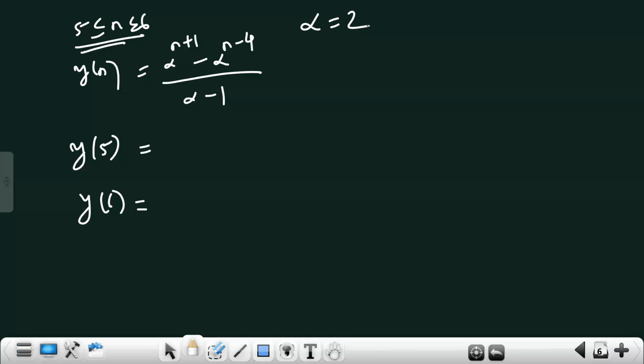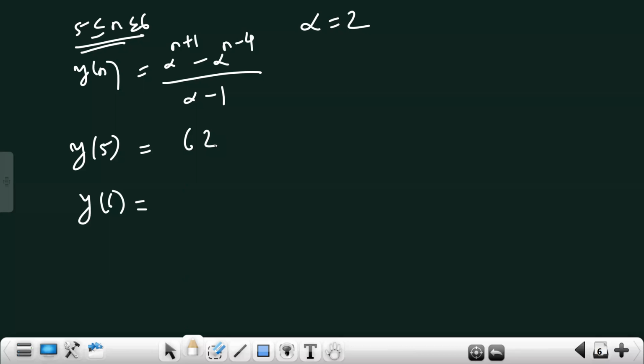Yes, Harshit, you got 62. That is correct. So y of 5 is 62. Hope everyone has got this. Krishnendra, did you get the answer? 62. Yes, sir, I got the same.